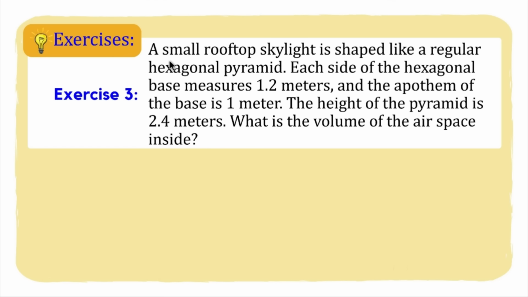Okay, here in number 3, a small rooftop skylight is shaped like a regular hexagonal pyramid. Each side of the hexagonal base measures 1.2 meters, and the apothem of the base is 1 meter. The height of the pyramid is 2.4 meters. What is the volume of the air space inside? So this time, we are dealing with a hexagonal pyramid.